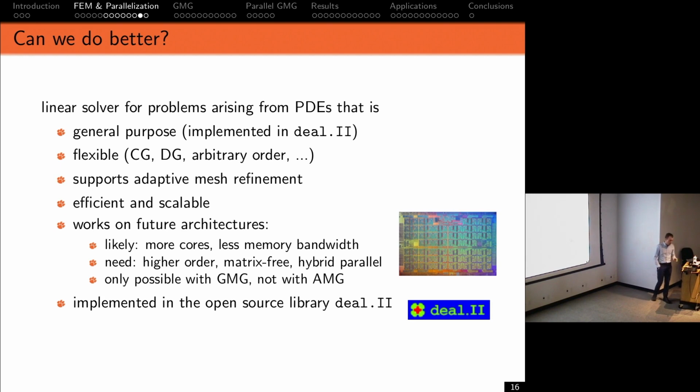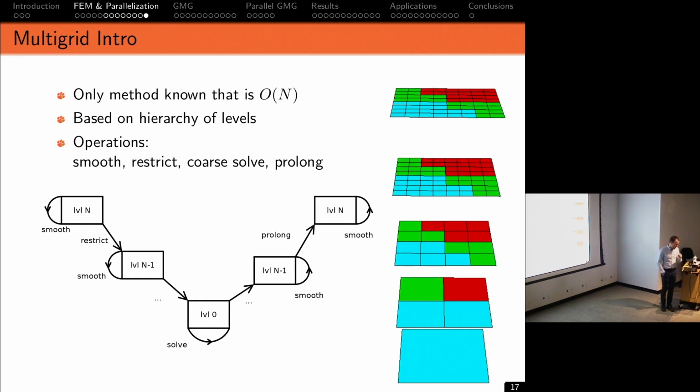At least that is my opinion, and I will try to convince you about this in the next minutes. So what is this multigrid I'm talking about? A very, very simple sketch is the following.